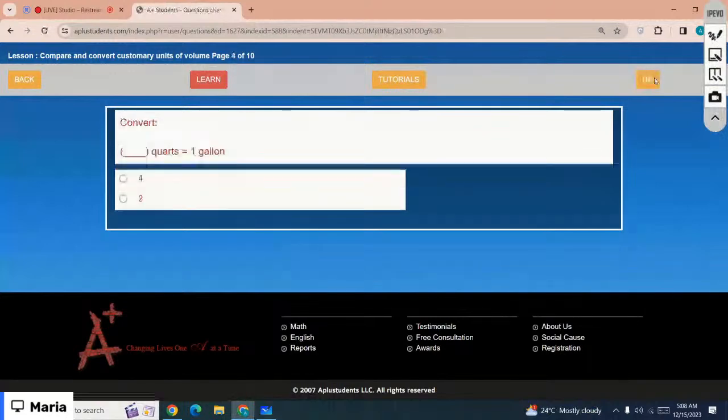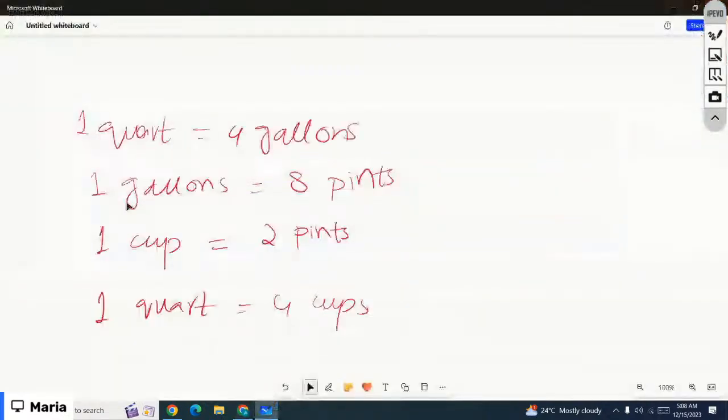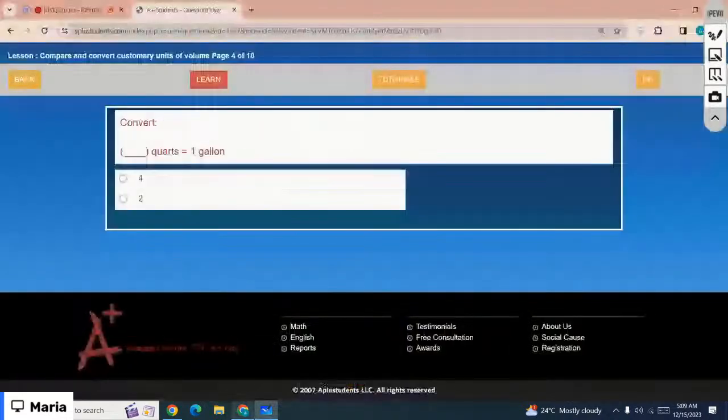The next one is, 1 gallon equals how many quarts? 1 gallon equals 4 quarts. The correct option is 4, right?